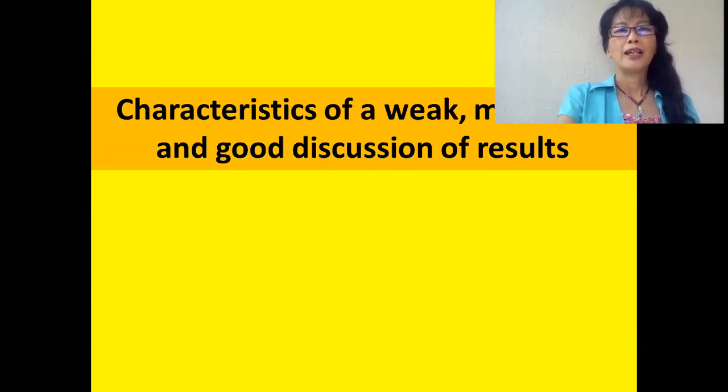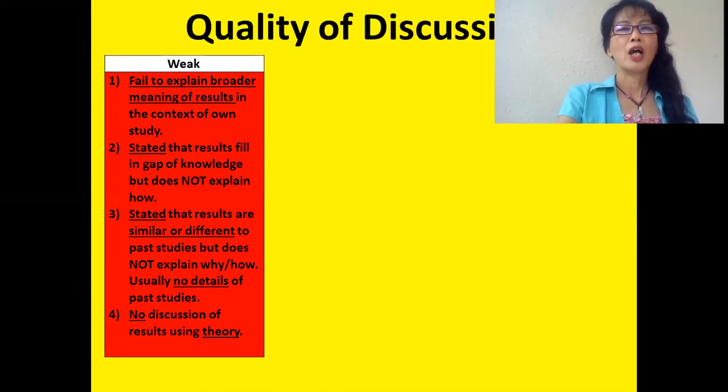First of all, let me show you the characteristics of a weak, moderate, and good discussion of results. Let us start with a weak discussion of results. Here are some characteristics. A poorly written discussion usually fails to explain the broader meaning of the results in the context of the researcher's own study.